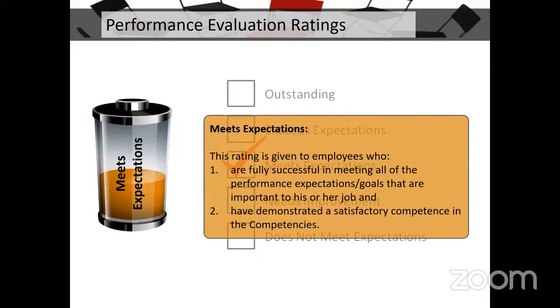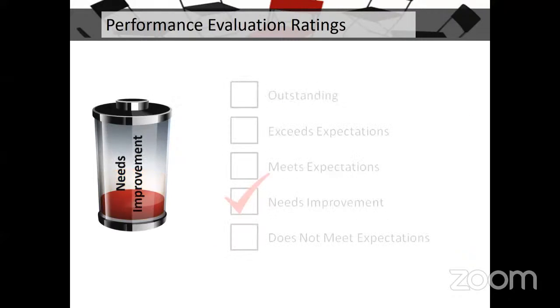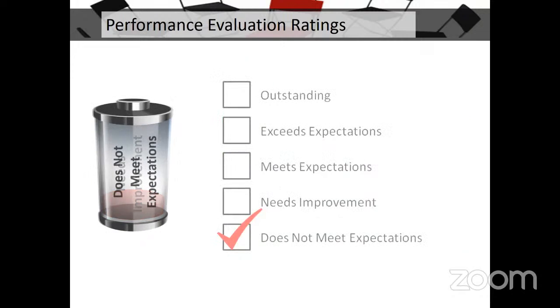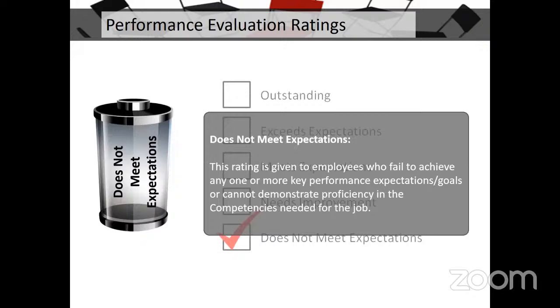Meets expectations: they're fully successful in meeting all the performance expectations and goals that are important to his or her job. Needs improvement: that's a red. This rating is given to an employee who sometimes performs at an acceptable level, but not consistently, and needs improvement to meet expectations. So what mechanisms are you going to put in place? What is the development plan that you're going to put in place for this employee? Does not meet expectations, based on your criteria and the system that you have, then you've defined.